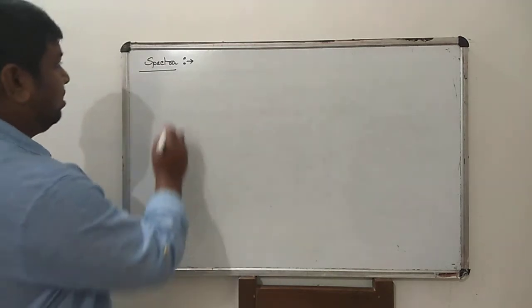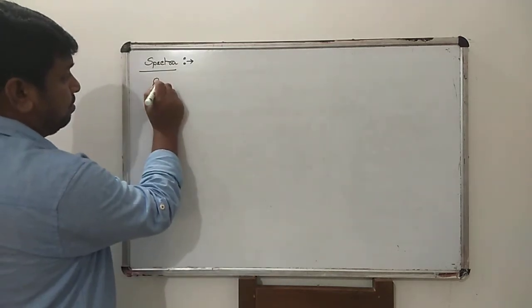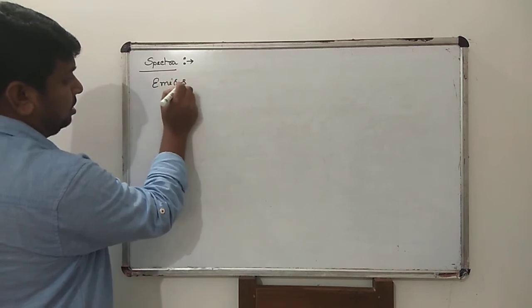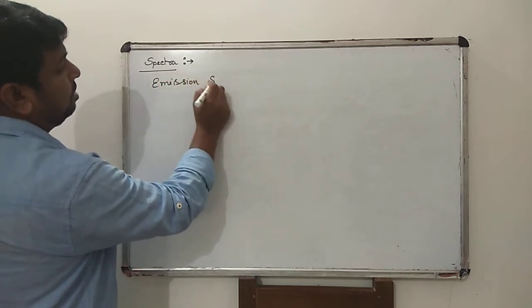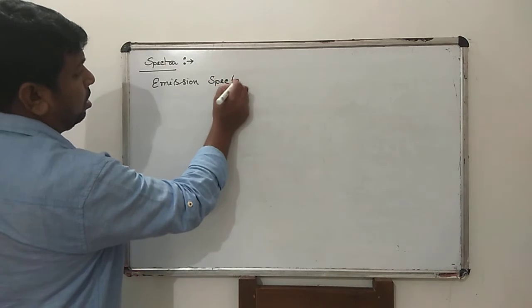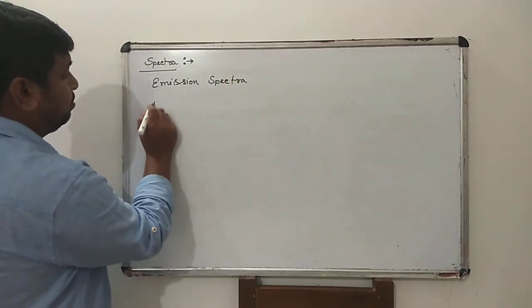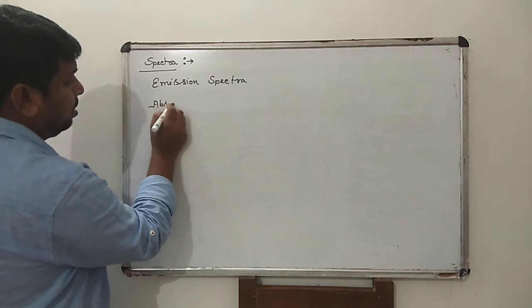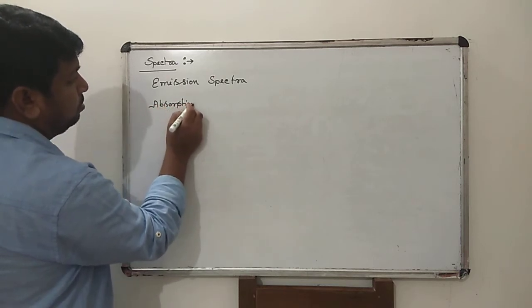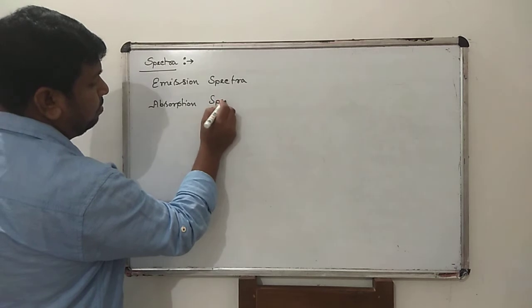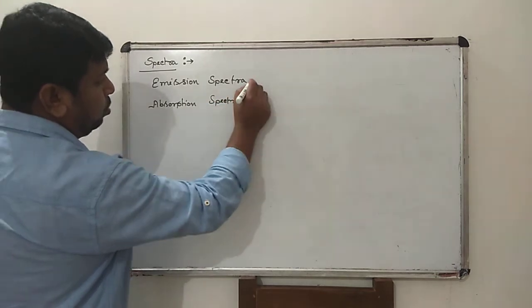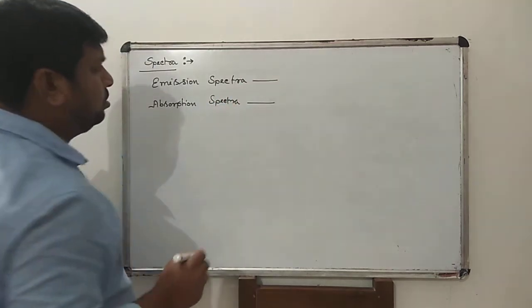First one is emission spectra, that means line emission spectra. Second one is absorption spectra, line absorption spectra. So what is emission spectra and what is absorption spectra?